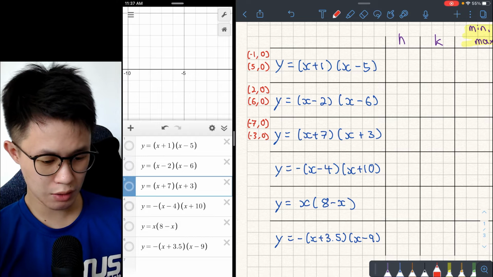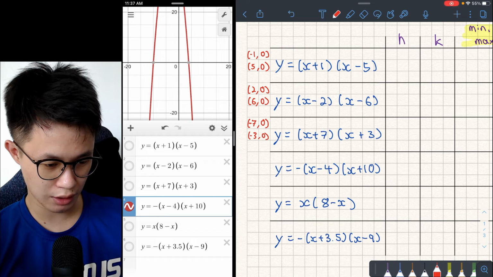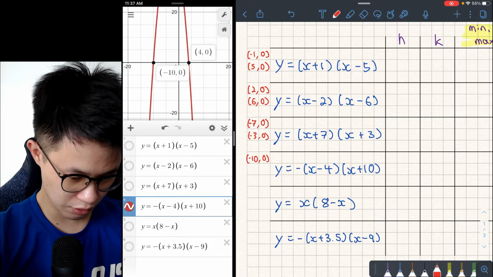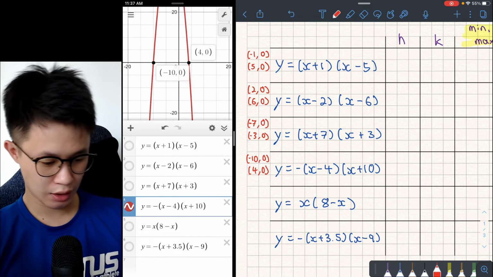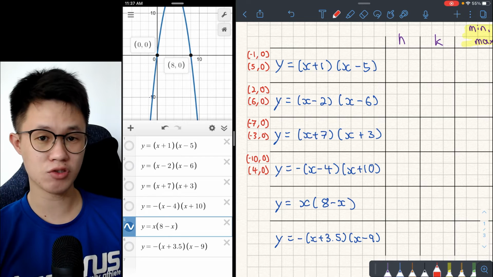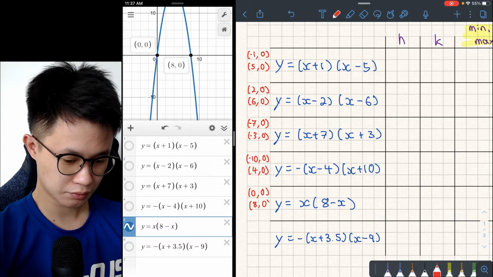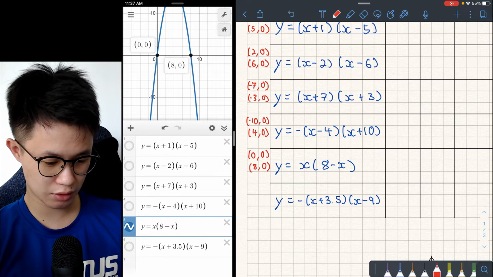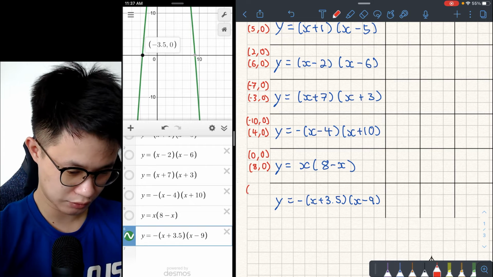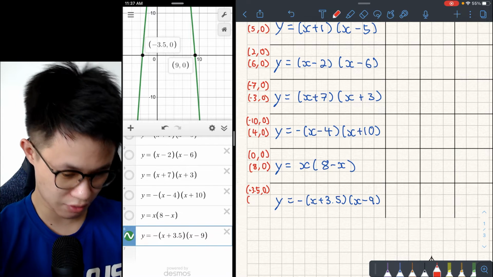Subsequently, we have negative function graphs, something like that. It's quite huge, but don't worry about it. We're going to look at the x-intercepts first. So we will have (-10, 0) and (4, 0). And finally, we have this graph over here, which has the x-intercept through the origin, so there will be (0, 0) and (8, 0). Last but not least, our final graph here has an x-intercept of -3.5, and the other would be (9, 0).